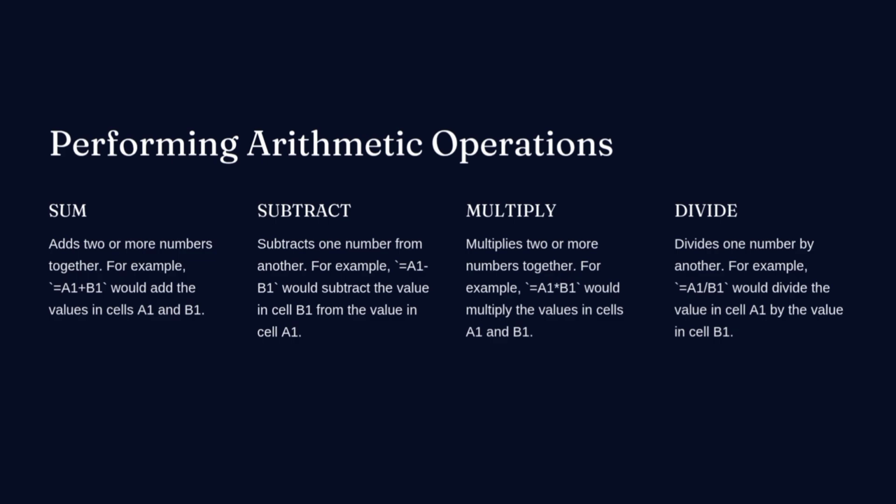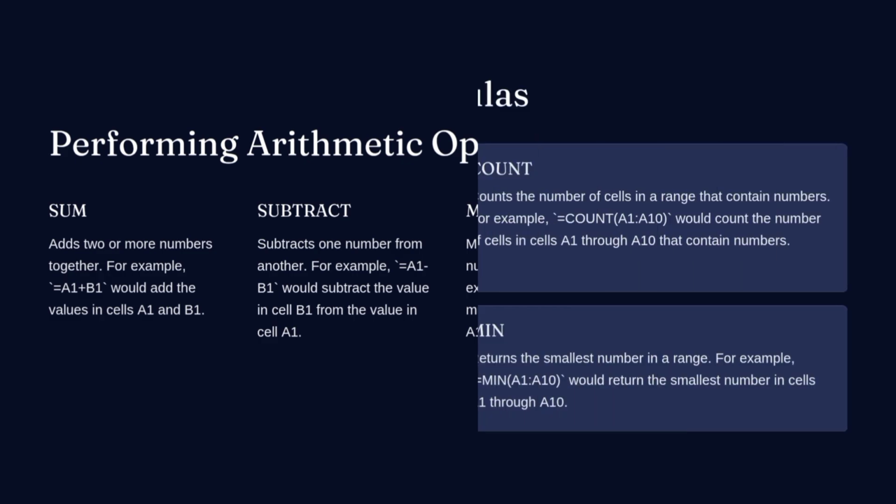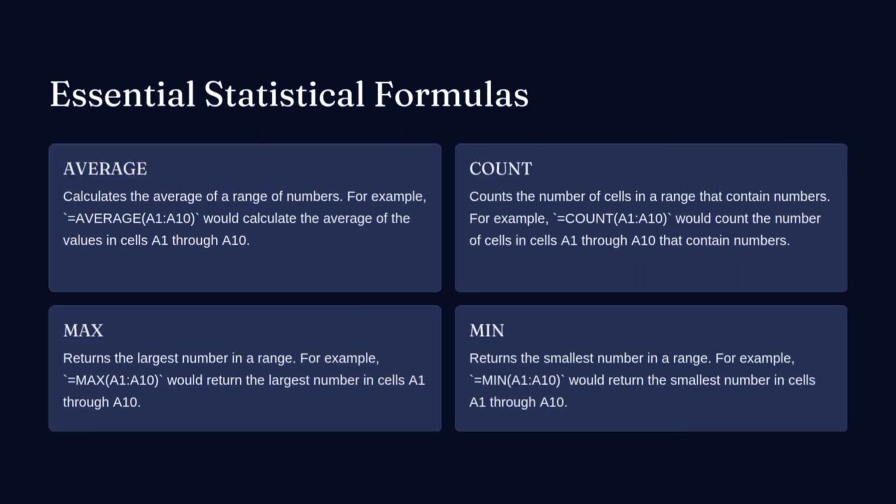Multiply multiplies two or more numbers together. For example, equals A1 asterisk B1 would multiply the values in cells A1 and B1. Divide divides one number by another. For example, equals A1 slash B1 would divide the value in cell A1 by the value in cell B1.